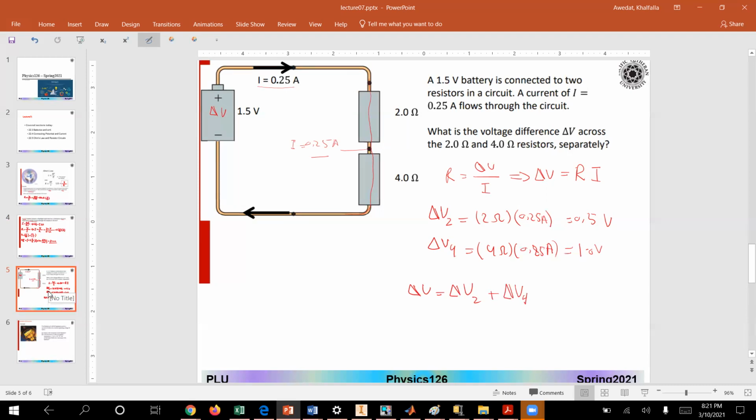The delta V across the 4 ohms is 1, the delta V across the 2 ohms is 0.5. Here's the conservation of the voltage in the series: the voltage is divided among the series resistors. So I have here 0.5 volt plus 1 volt, and I end up with 1.5, which is the same thing as my source voltage.